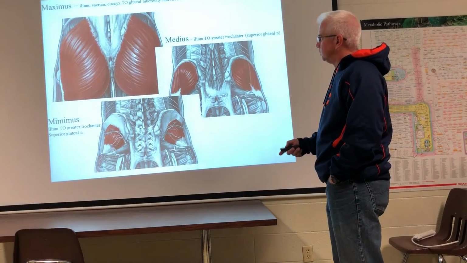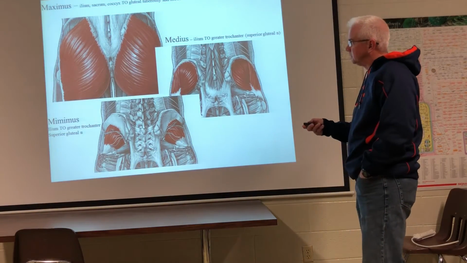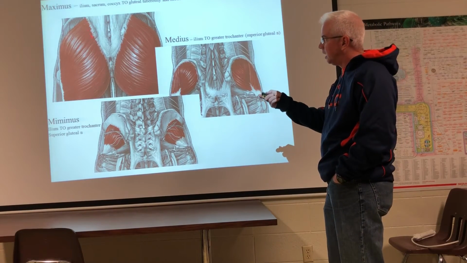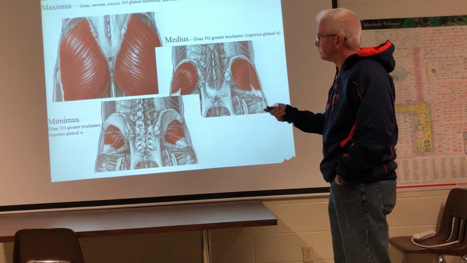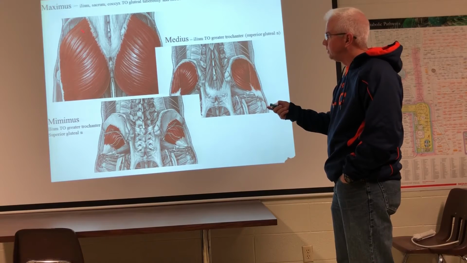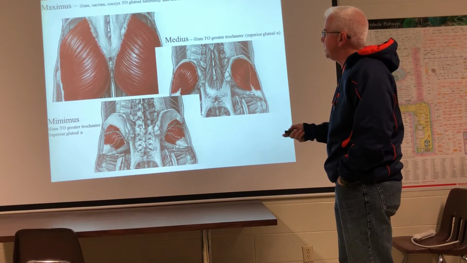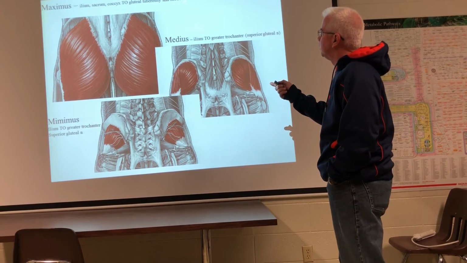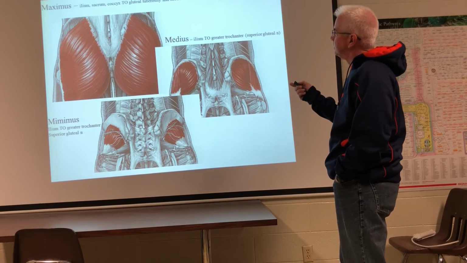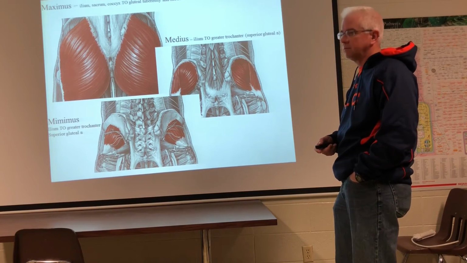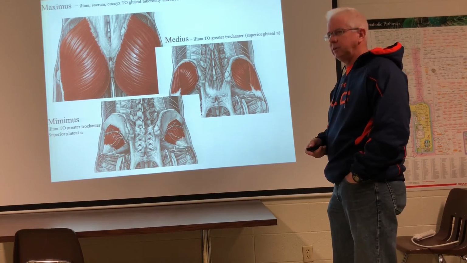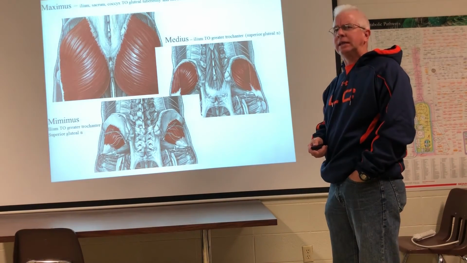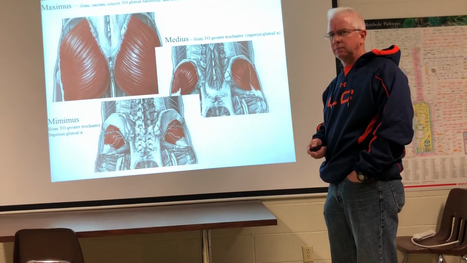All right, so let's do that one first. So here it is. The gluteus maximus is attached to the ilium, sacrum, and coccyx, a very large muscle, ilium, sacrum, and coccyx, a broad attachment on the hip bone. And then it comes over here to attach to what's called the iliotibial tract and gets information from the inferior gluteal nerve. The gluteus maximus attaches to the iliotibial tract.